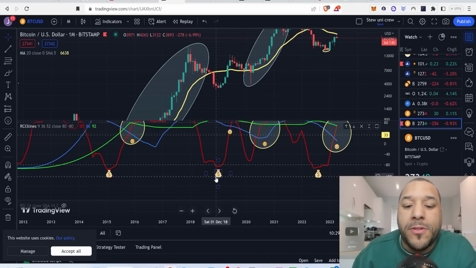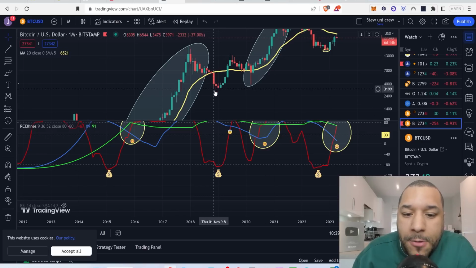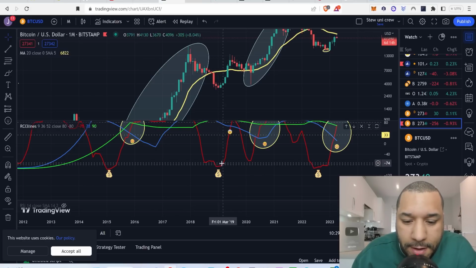We saw the buy opportunity. That's your money bag sign. Buy anywhere here. It doesn't matter. You're going to make absolute insane gains when this rallies, right underneath. This is where it pierced through.